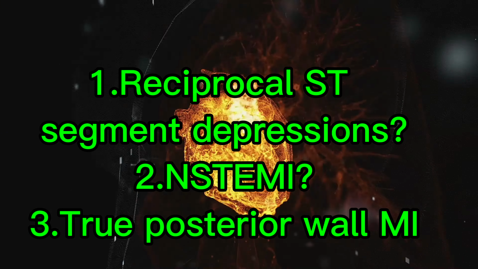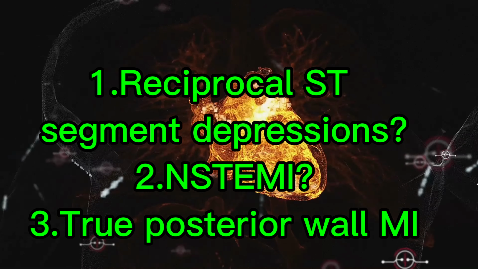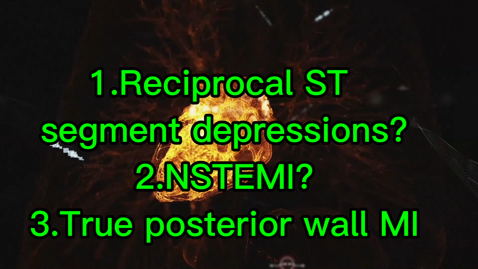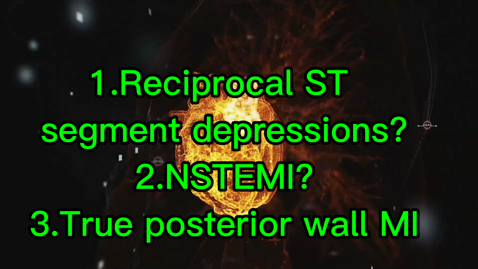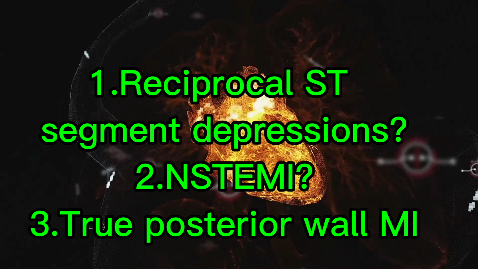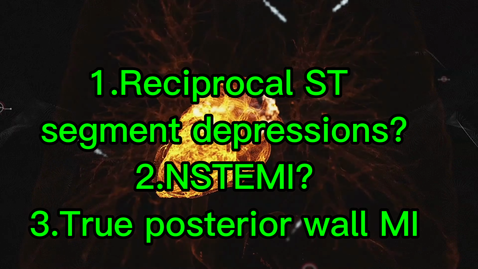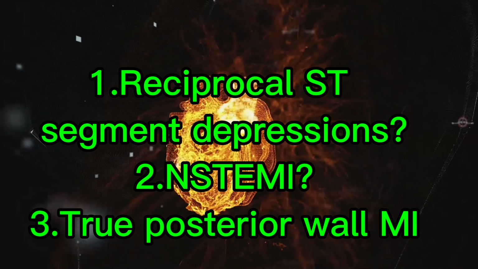Now there are three possibilities. Number one, these are reciprocal ST segment depressions. But look at the ECG, there are no ST elevations in any other lead, so delete this option. Now, in order to differentiate whether this is NSTEMI or true posterior wall MI, let's record ECG from posterior leads.